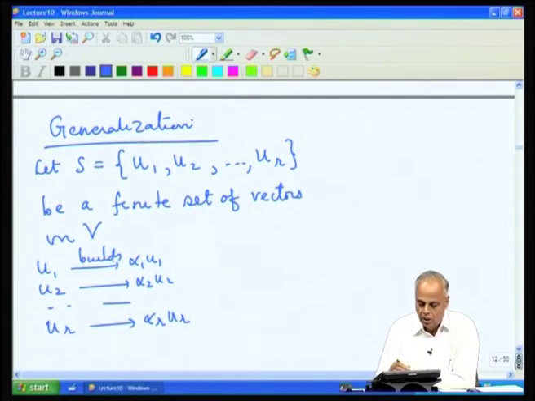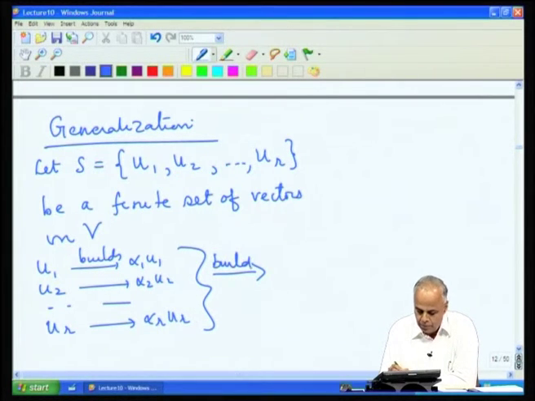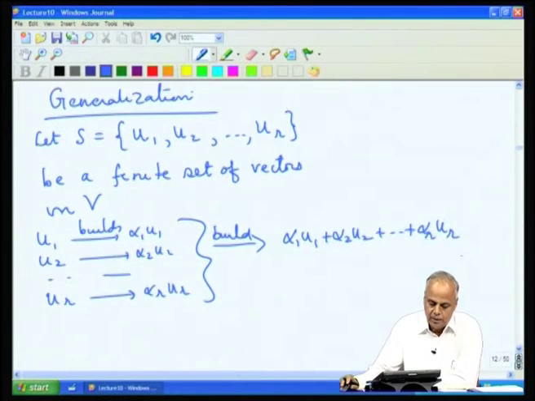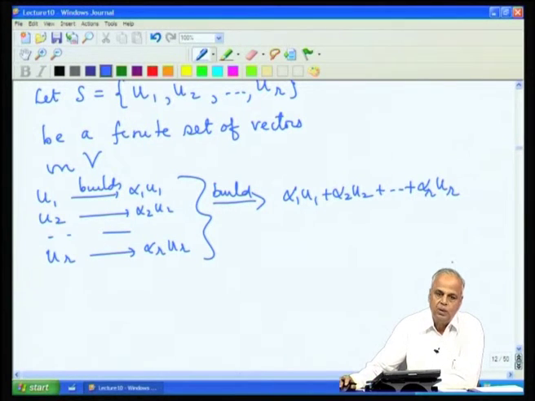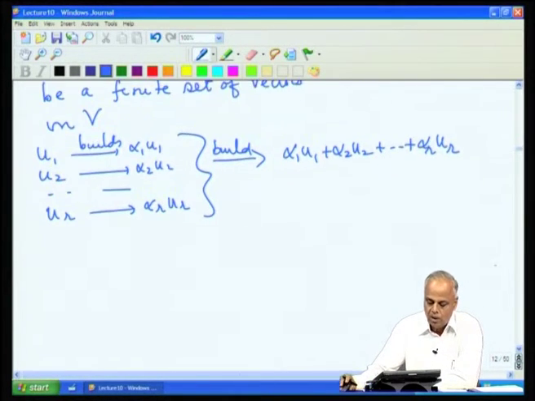So, now these together build alpha 1 u1 plus alpha 2 u2 plus ... alpha r ur. So, the collection of all the vectors that we can build starting from u1, u2, ..., ur, using the vector space operations, are precisely those vectors which are of the form alpha 1 u1 plus alpha 2 u2 plus ... alpha r ur.